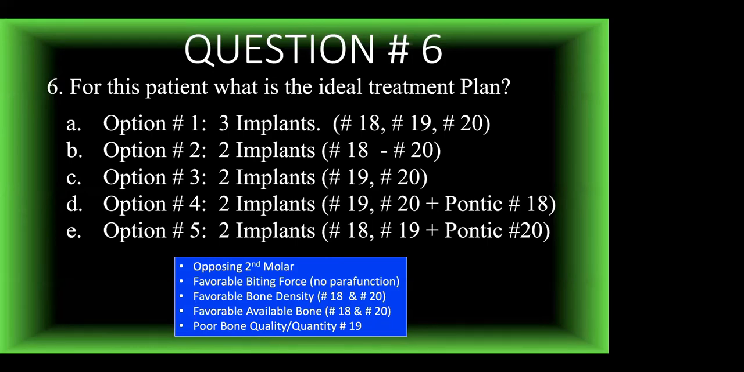So go ahead and pick how many implants and in what position you would put those implants in this particular patient with no force factors, good bone density, available bone in 18 and 20, compromised bone quality, quantity in 19, and opposing a second molar.